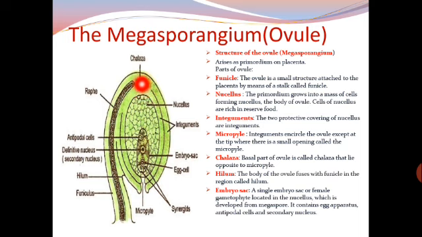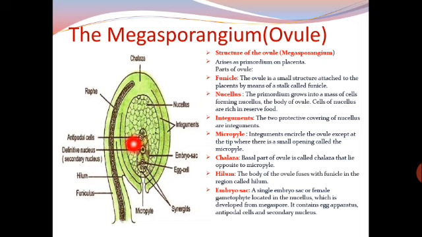Chalaza is the basal part of the ovule that lies opposite to the micropyle. It is present opposite to the micropyle, called the chalaza. Hilum: the body of the ovule fuses with the funicle in the region called the hilum. So the body of the ovule is fusing with the funicle at the region called the hilum.